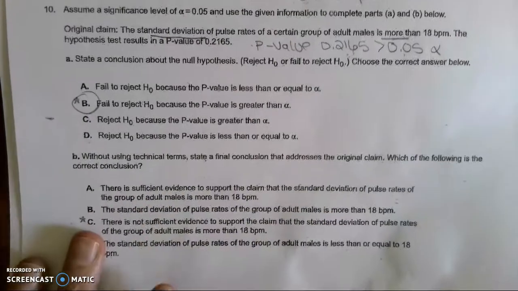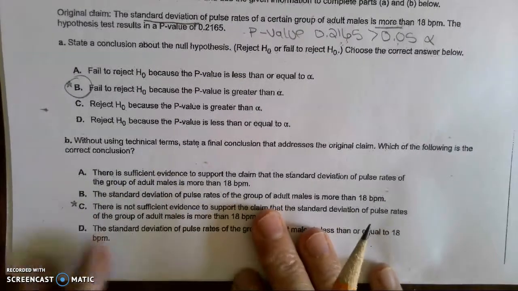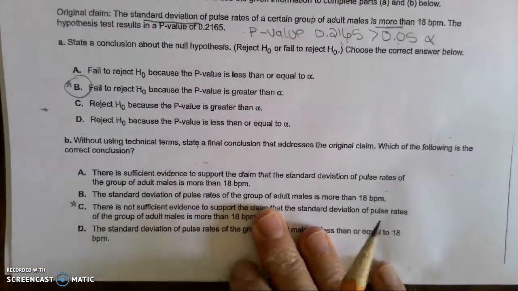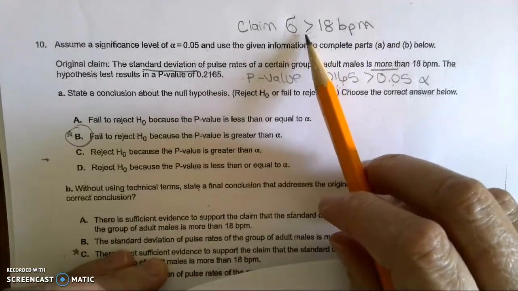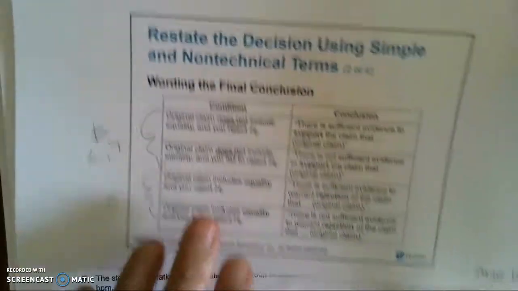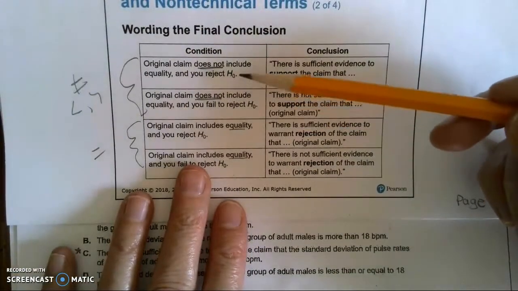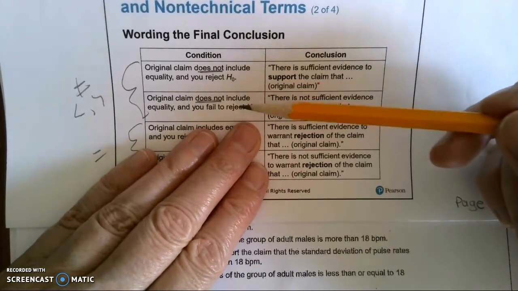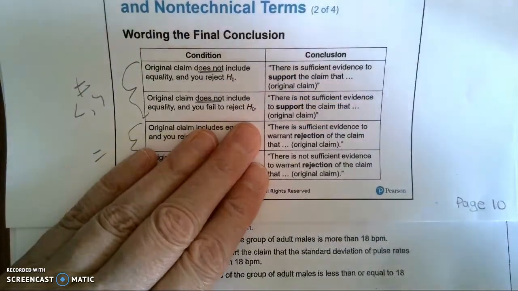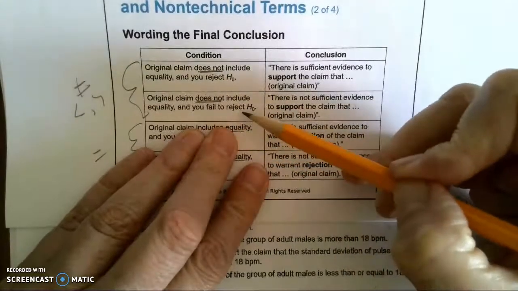And then the final conclusion, let's go over this part down here. First of all, the claim does not have an equal sign, so that would be one of these. The original claim does not have an equal sign. And then it's whether you reject or fail to reject. For our example, just a second ago, we did fail to reject.